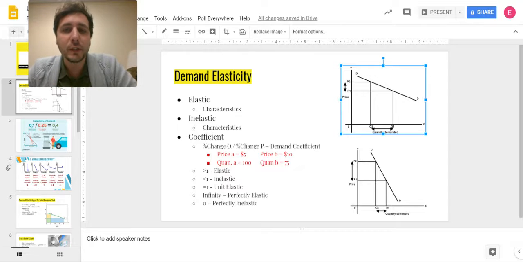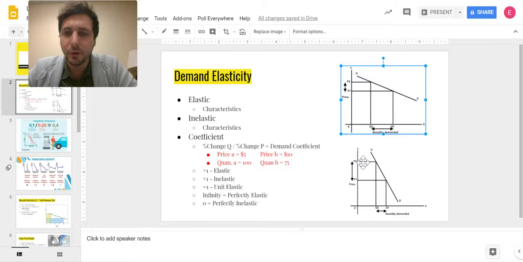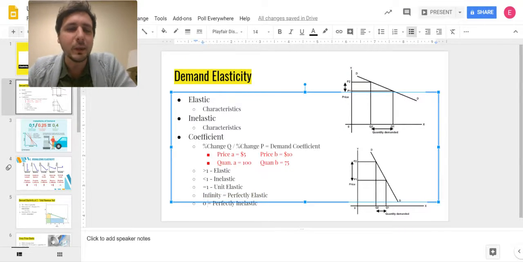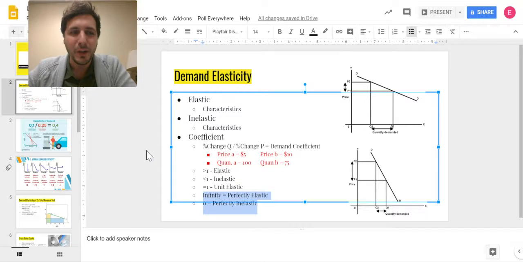If it's 1, it's unit elastic, which is a 45-degree angled demand curve here, where the percent change in price and quantity are the same. Okay, and then finally, infinity is perfectly elastic, and we'll show you what that looks like in a second, and 0 is perfectly inelastic. Those are not nearly as important as the other ones.